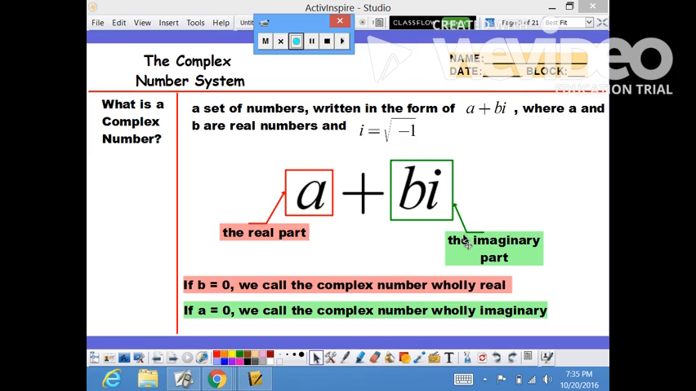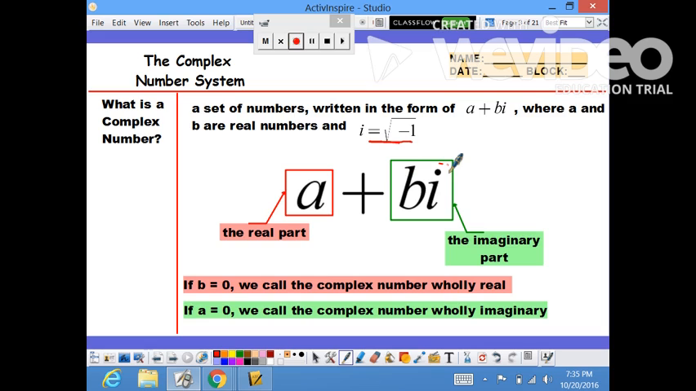What is a complex number? A complex number is a set of numbers written in the form of a plus bi, where a and b are real numbers, and i equals the square root of -1. Now, again, this is written in the form of a plus bi, where a is your real part and b is the imaginary part. Okay?